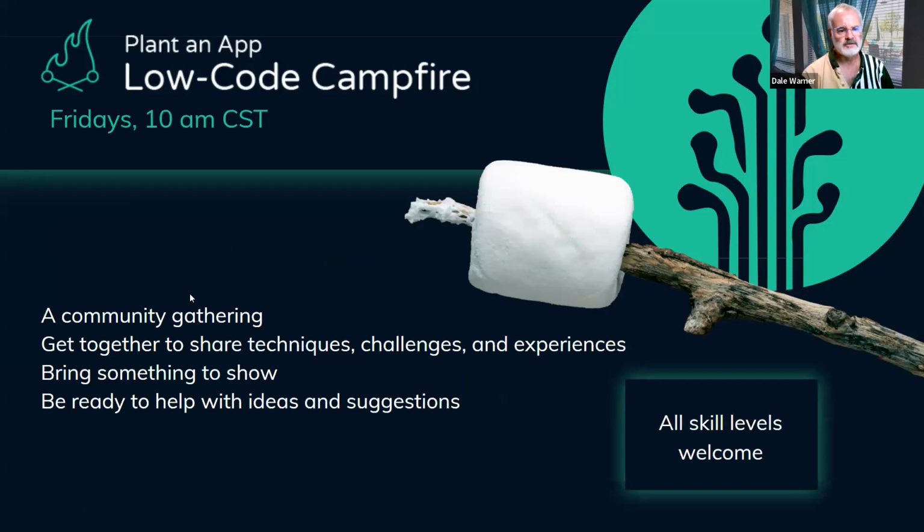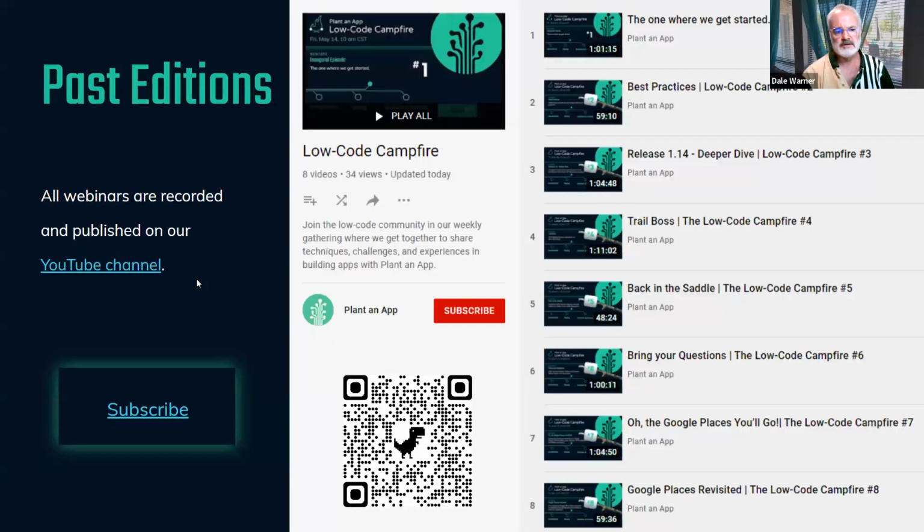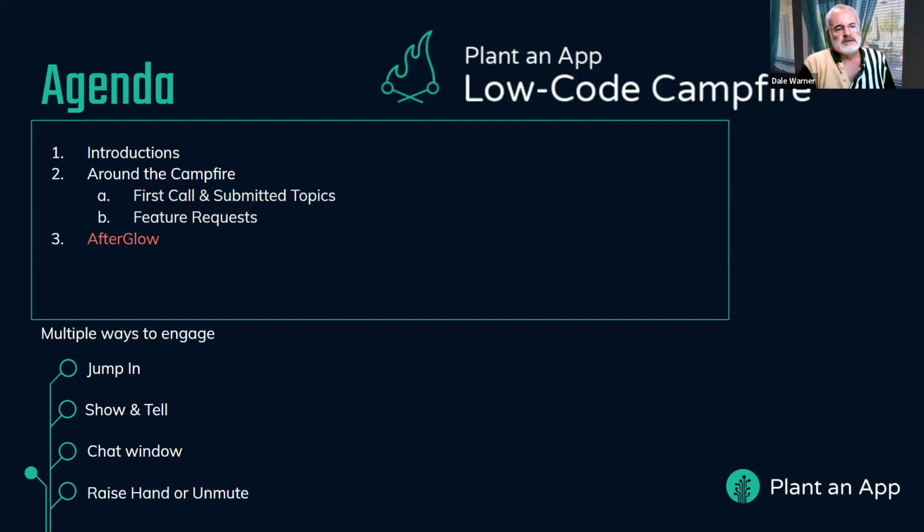This is an event we do every Friday, 10 a.m. Central Time. It's an opportunity to get together and talk about what's going on at Plantain App and maybe the challenges that you're facing as a low-code developer and the experiences that you're having. All skill levels are welcome, from beginner to expert. And we have lots of experts and beyond here in this meeting. We record all of these and put them on YouTube, so you can get to them at youtube.com/plantainapp. I've put a little shorter agenda for today.